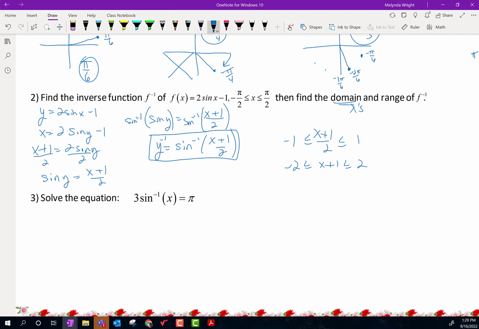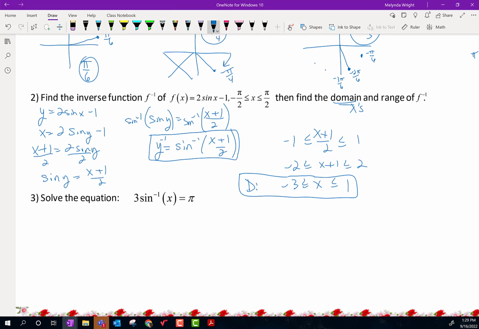Okay, great. I still want to get x by itself, but I have a plus 1 in there, so I'm going to do the opposite. I'm going to subtract 1 from every part. So -2 minus 1 is -3, and 2 minus 1 is 1. So this is my domain. That is the domain of f inverse.